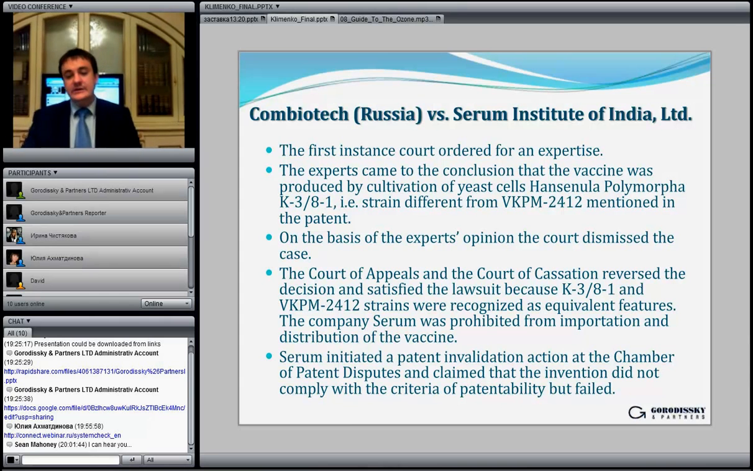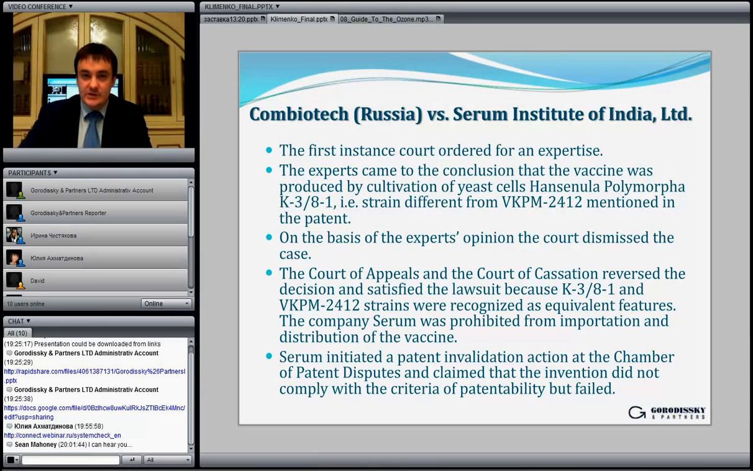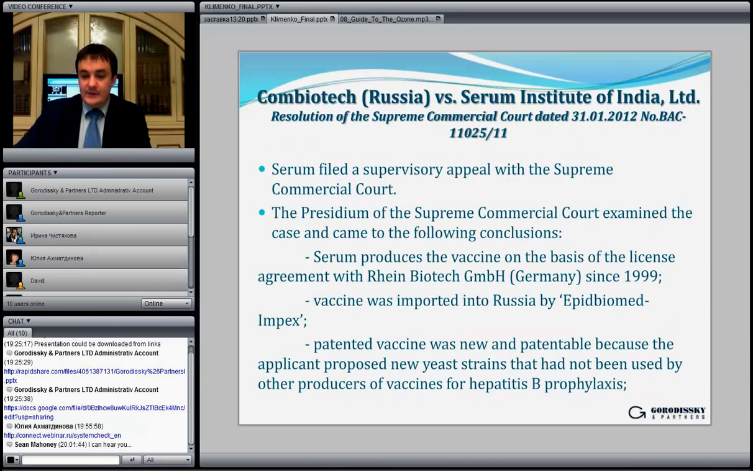Taking into account that the Indian company started selling the products before the priority date of the patent, they filed an invalidation action with the Chamber of Patent Disputes. But the Chamber of Patent Disputes, having considered the materials and documents, rejected the invalidation action of the Indian company.